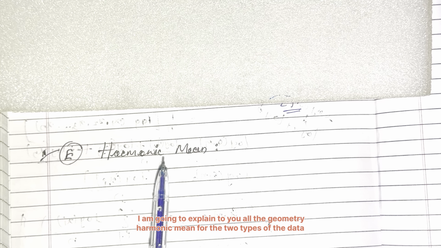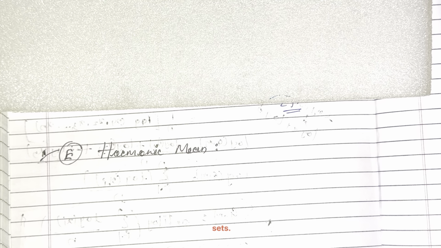I'm going to explain the harmonic mean for the two types of data sets. Let's first understand the descriptive method. So what actually is the harmonic mean? You already learned harmonic progression in your 11th and 12th. Try to relate the concept.